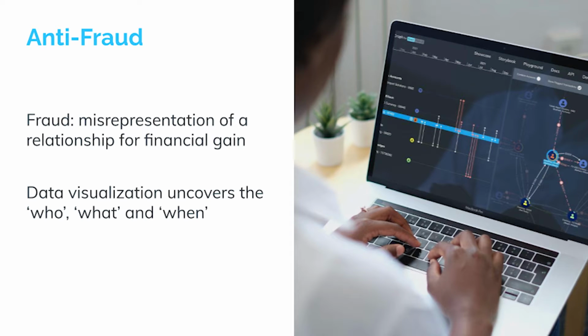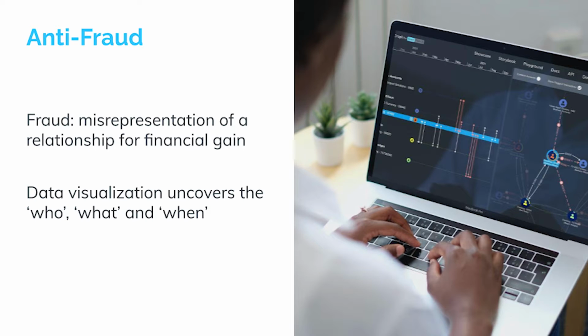The next use case we're going to discuss is anti-fraud. Now, fraud is a particularly good example where graphs are helpful. I should say anti-fraud. We're in the business of trying to prevent fraud, not to commit it. But the definition of fraud is misrepresentation of a relationship for financial gain. I could pretend to be somebody whom I'm not in order to gain access to someone's bank account, or I could artificially create entries in a ledger that aren't there.